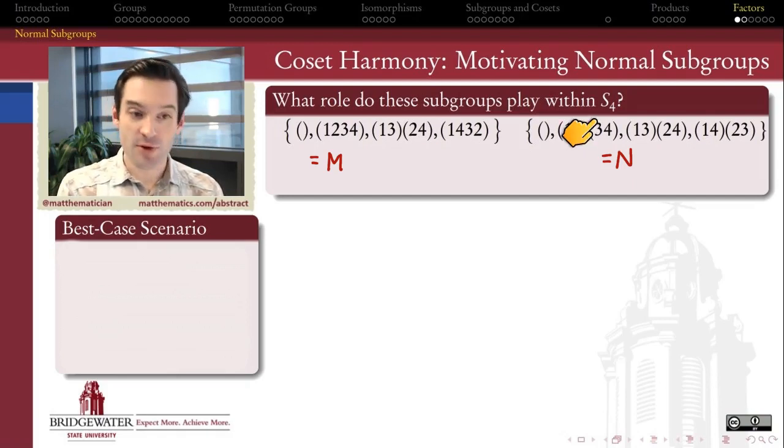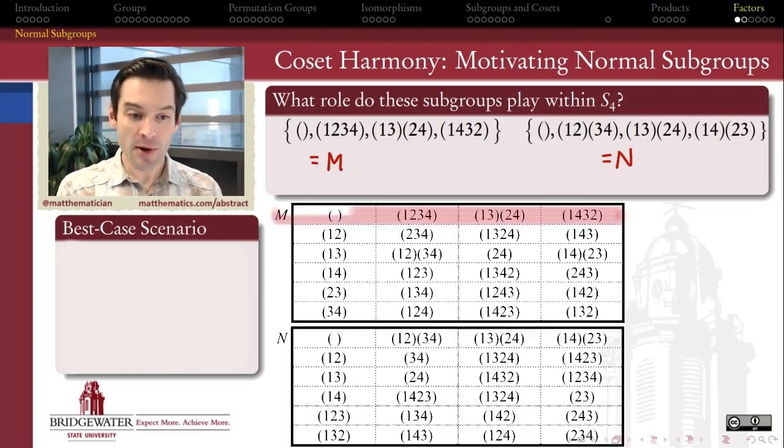So inside the symmetric group, permutations on 4 symbols, here are 2 different examples of subgroups, each of which has order 4. I call them M and N. And what I want to do is highlight the essential differences between M and N in the role that they play within the larger group S4. To get that started, let me list all 24 elements of S4 and highlight how the cosets of M and the cosets of N constitute those 24 elements.